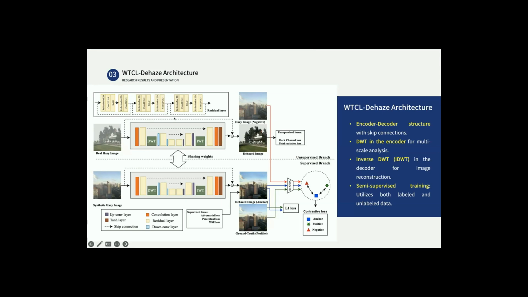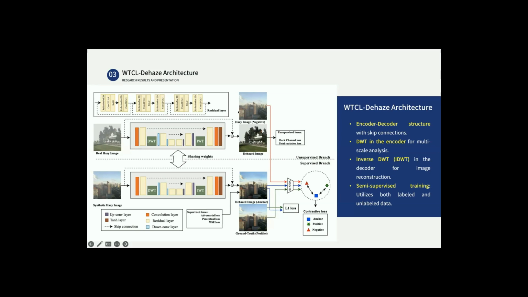Our work uses the residual layers to accelerate the training and also improve the output quality. The residual layers allow our model to learn residual mappings, making it easier for our network to converge during training and enhance the clarity of our final dehazed image.